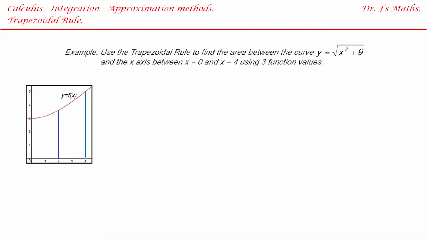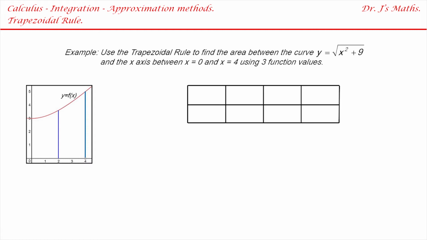So now we're going to do an example which is precisely the kind of example you're going to get in your examinations. We're going to use the trapezoidal rule to find the area between the curve y equals square root of x squared plus 9 and the x-axis between x equals 0 and x equals 4 using 3 function values. You'll always be given the limits and you'll always be told the number of function values. So always the same approach.